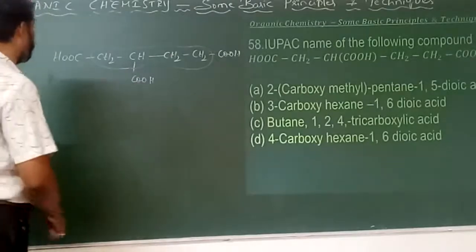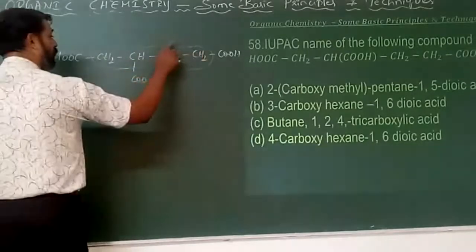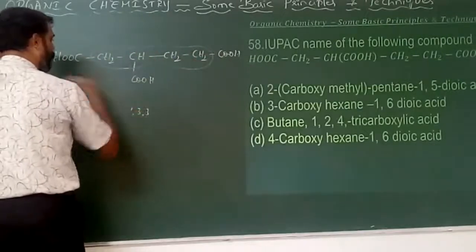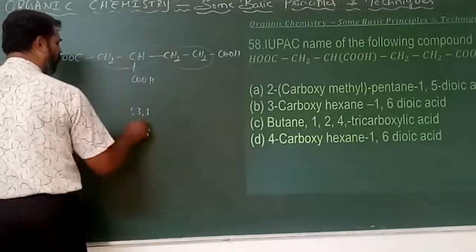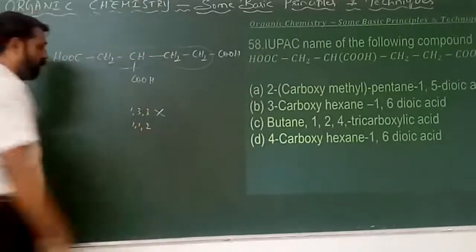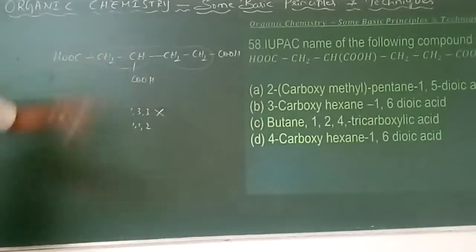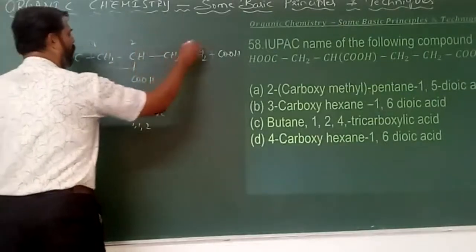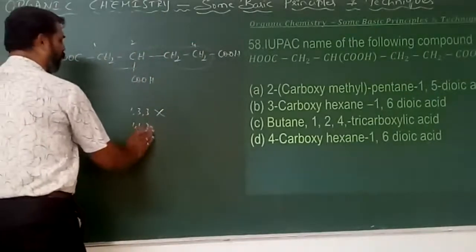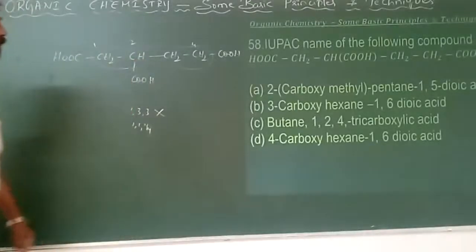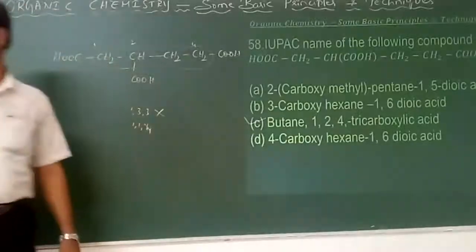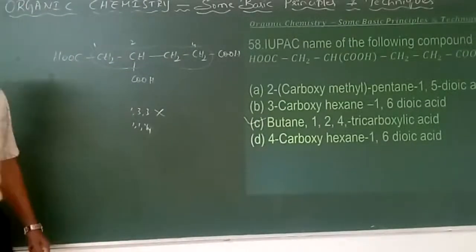They are at the positions. For example, if this is 1, here it is 2, here it is 3, here it is 4. Numbering as 1, 3, 3 is not correct. Therefore, the locants are 1, 2, 4. What acid? Tricarboxylic acid. Butane-1,2,4-tricarboxylic acid is the IUPAC name of that particular compound. Okay.